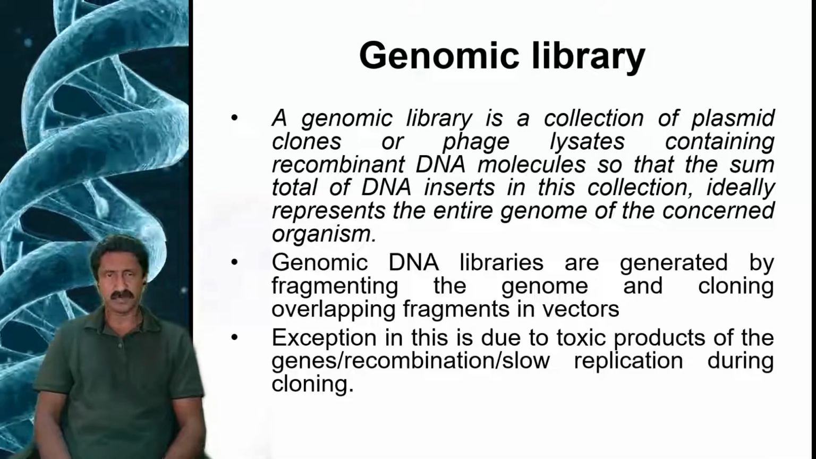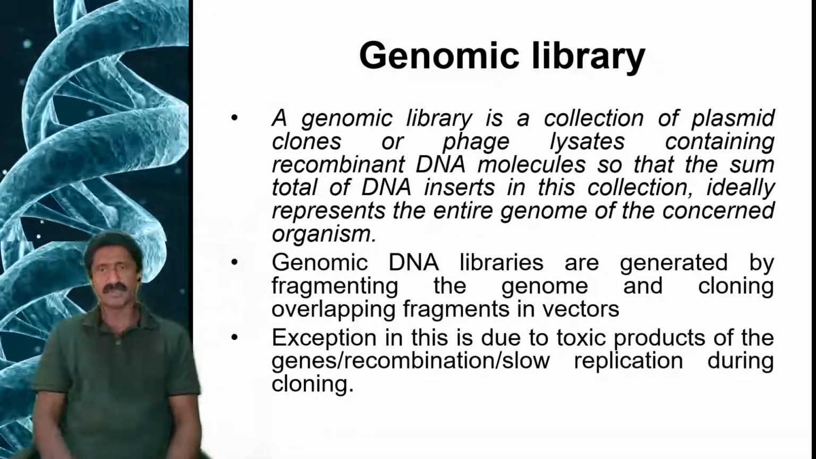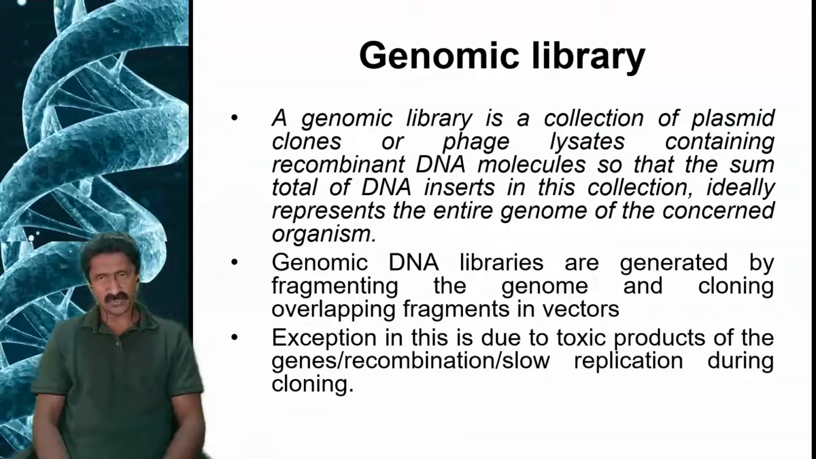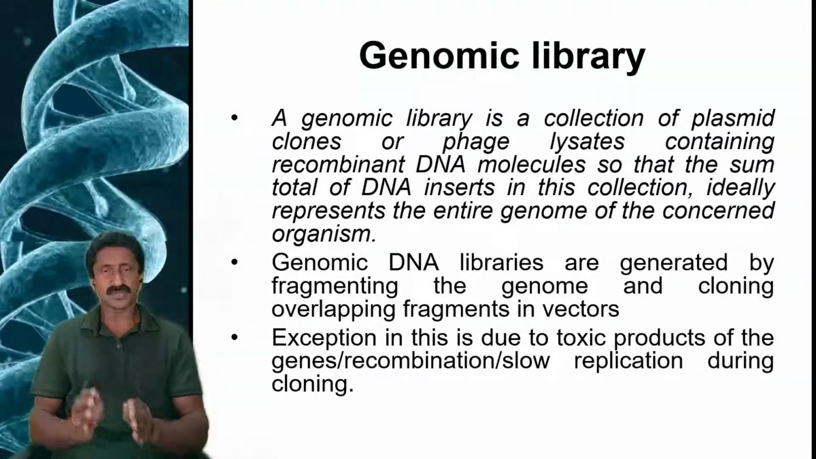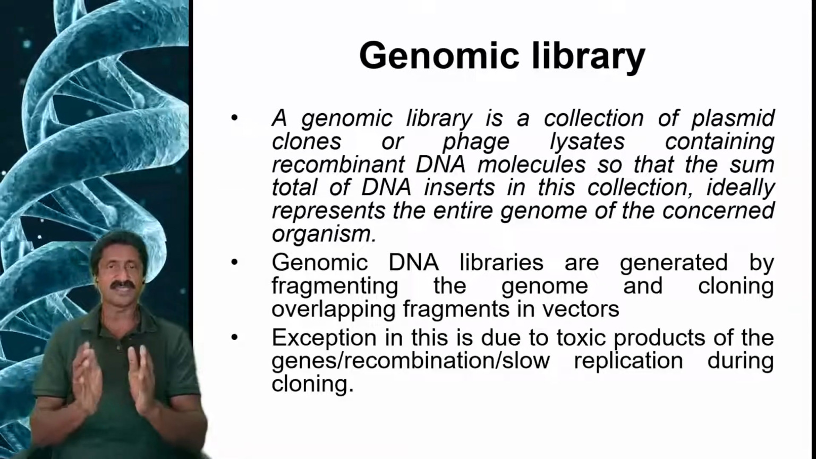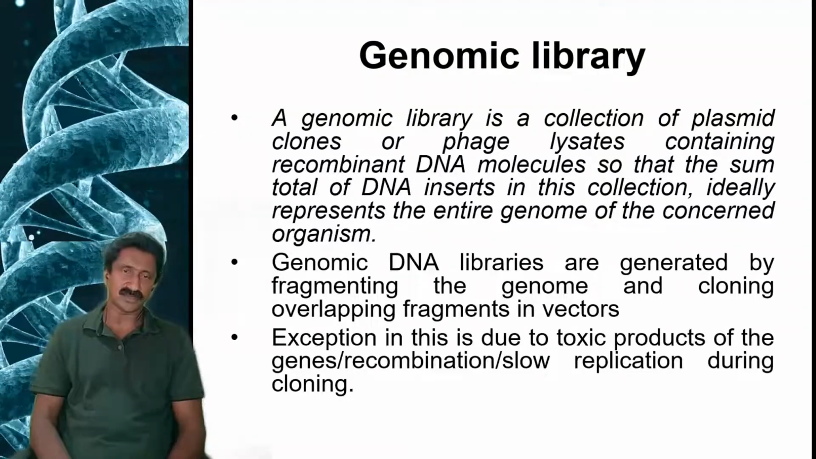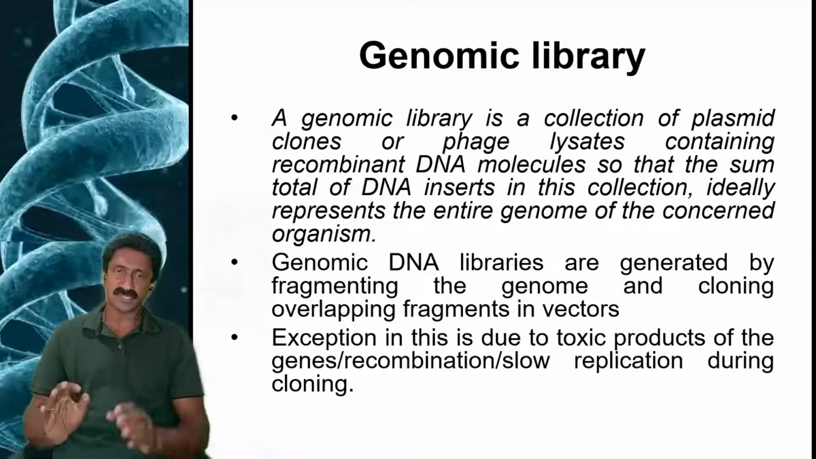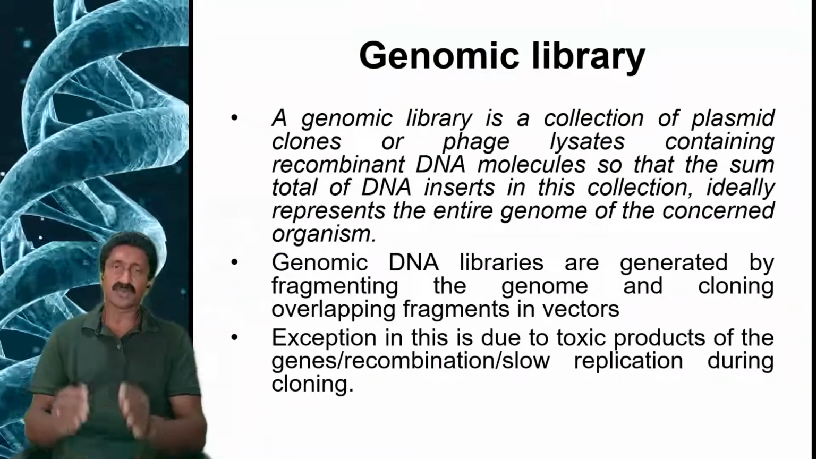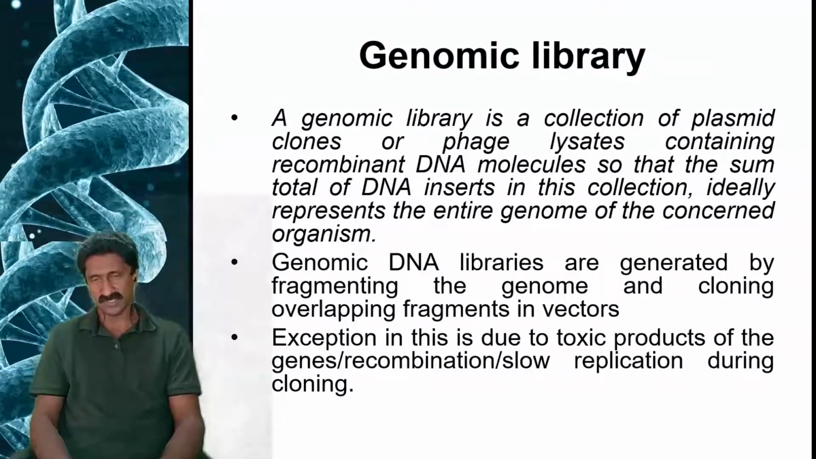Now let us see some of the details. The genomic library is a collection of plasmid clones or phage lysates containing recombinant DNA molecules, so that the sum total of the DNA inserts in this collection ideally represents the entire chromosome of the considered organism. The genomic DNA libraries are generated by fragmenting the genome and cloning overlapping fragments into vectors.